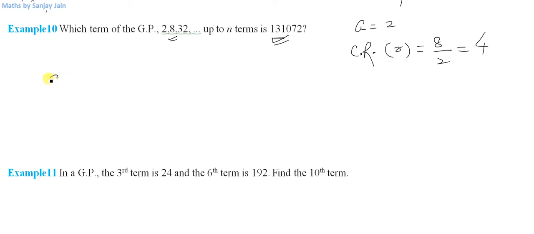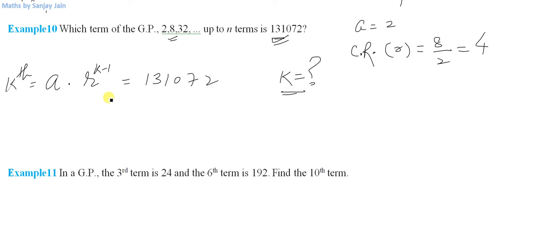So what is the kth term? First term into common ratio raised to k minus 1. This is the kth term. Let the kth term be equal to 131072. Now what I need to find is the value of k. This is the question. Okay. And what is A? A is 2. So let me put it here. What is R? R is 4. So 4 raised to power k minus 1, and it is equal to 131072.